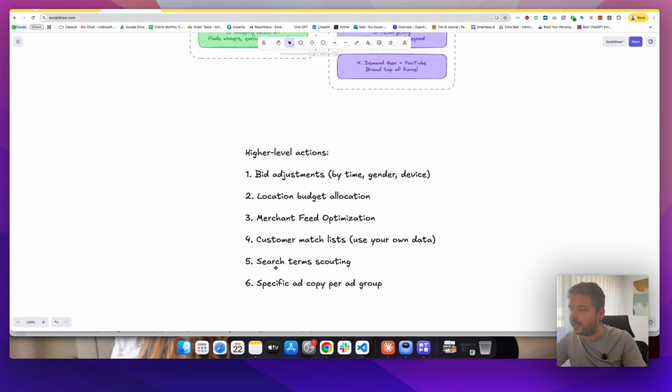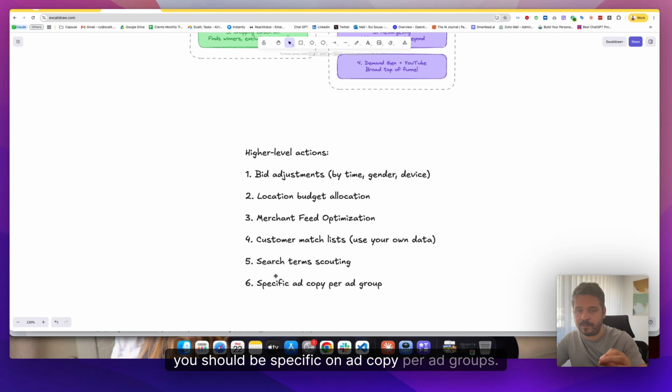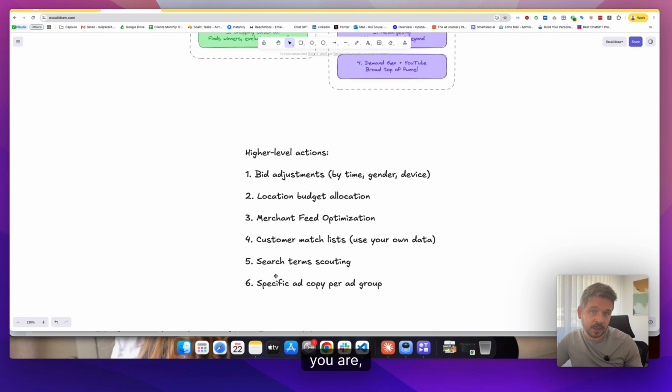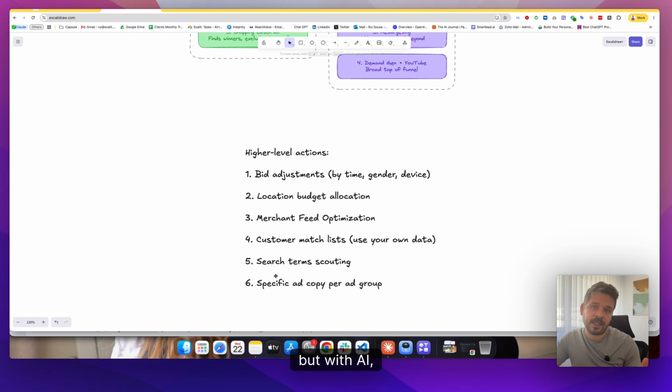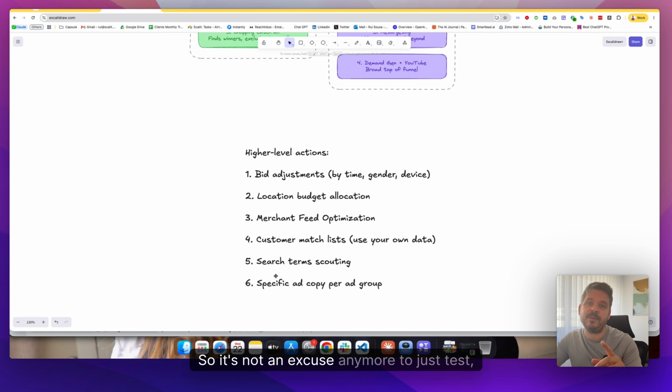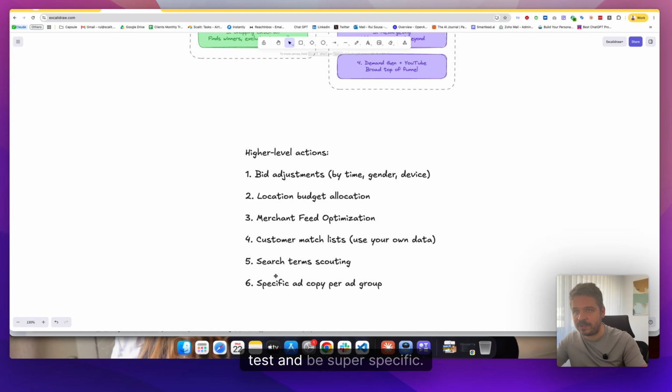We do it weekly. The last but not least, again, guys, using AI, you should be specific on ad copy per ad group. This is really important because the more specific you are, the better the click-through rate will be. If you are super specific on your message for each ad group, and I know everybody says that takes a long time, right? If I have 10 ad groups, that's a lot. Yes, but with AI, that makes it easy, guys. So it's not an excuse anymore to not test and be super specific.